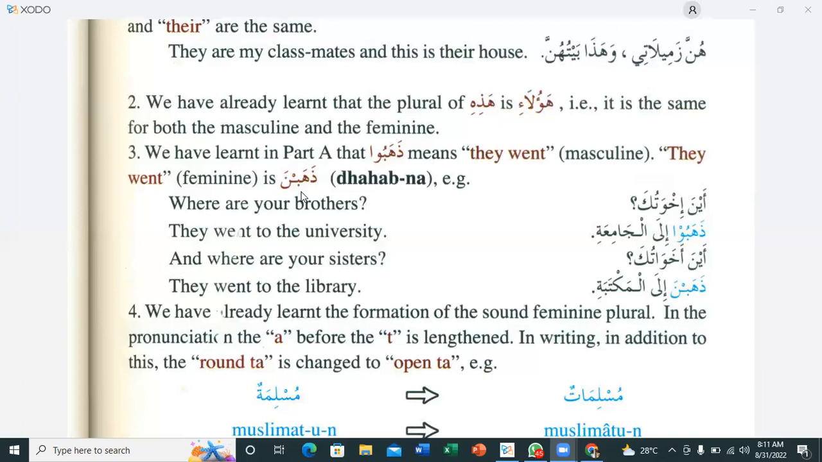So this zahabna is the form of antunna? Not the form of antunna, because antunna is a pronoun and zahabna is a verb. But they both are used for feminine plural. Okay, yeah, that's what I wanted to know. That's good. Clear? Thank you.